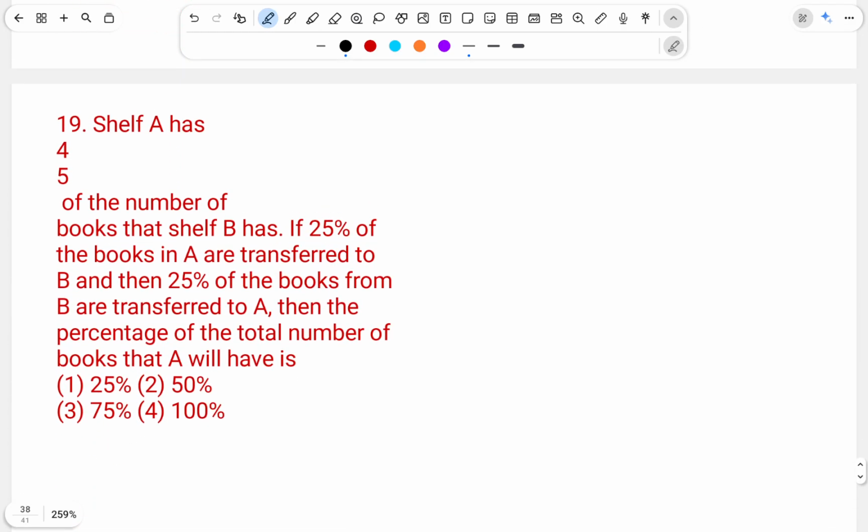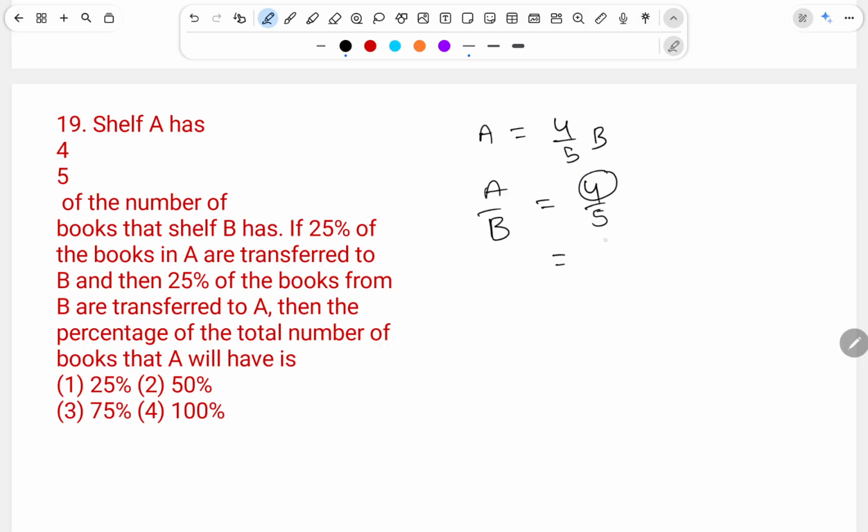A shelf A has 4 by 5 of the books of the number of books that shelf B has. If 25% of the books in A are transferred to B and then 25% of the books from B are transferred to A, then the percentage of the total number of books that A will have is... Okay, shelf A is having 4 by 5th of the books of shelf B. Well, let A by B become 4 by 5. Just take a big number, since calculating 25% of this is difficult.